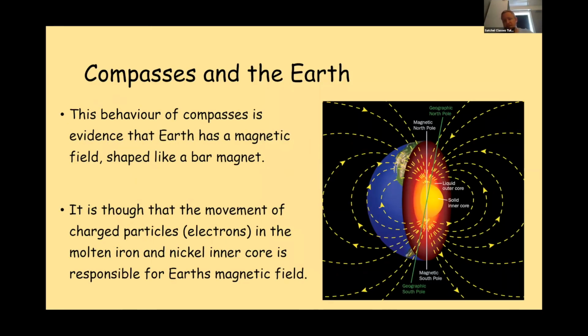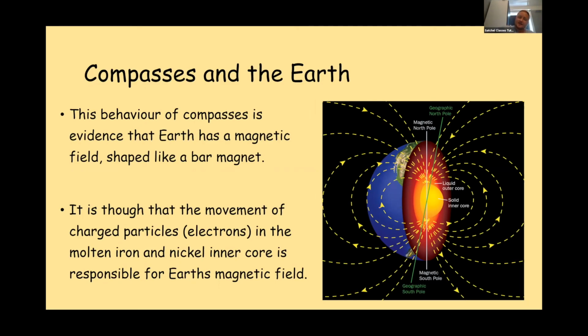So, compasses in the Earth. The behaviour of the compasses is evidence that Earth has a magnetic field, shaped like a bar magnet. The fact that if you take a plotting compass away from any other magnet and turn around the room with it in your hand and it will rotate to point north, proves that it's following some sort of magnetic field that's not generated from any nearby magnet. In other words, it's lining up with the Earth's magnetic field.